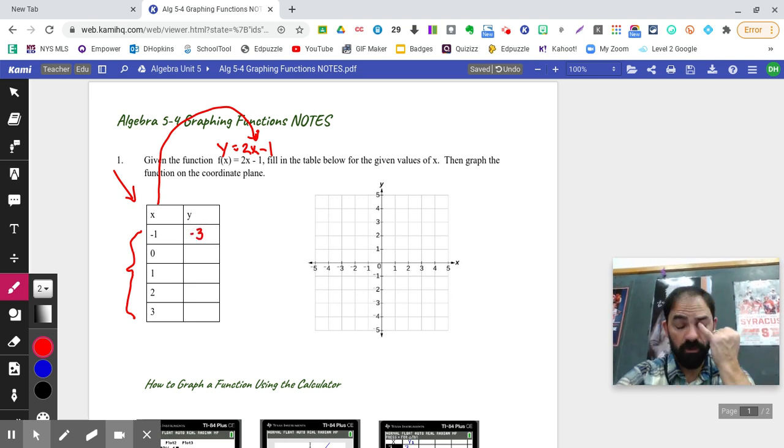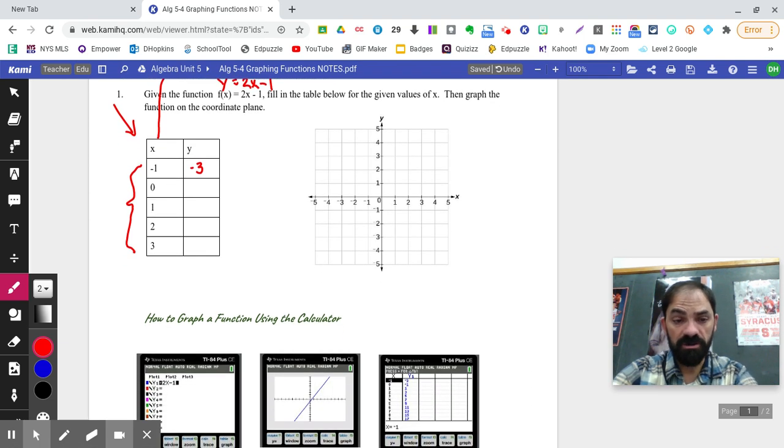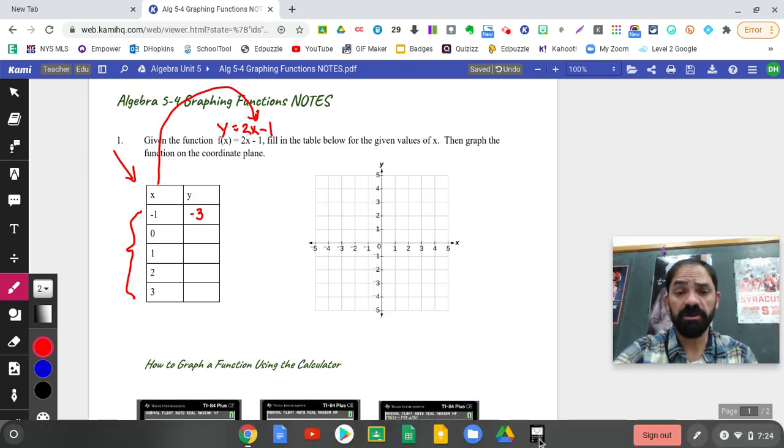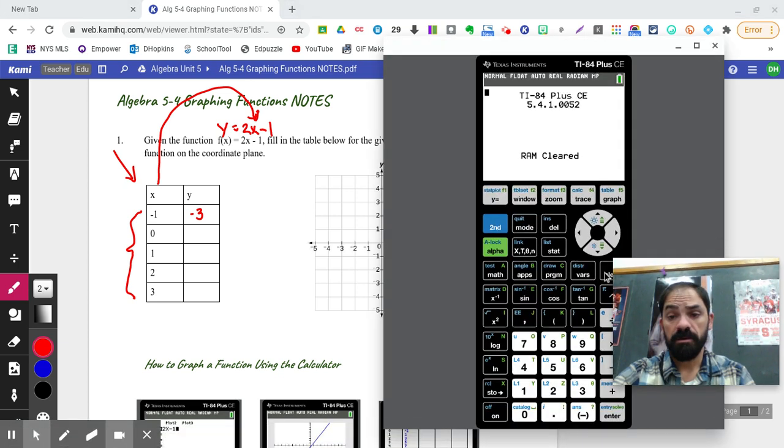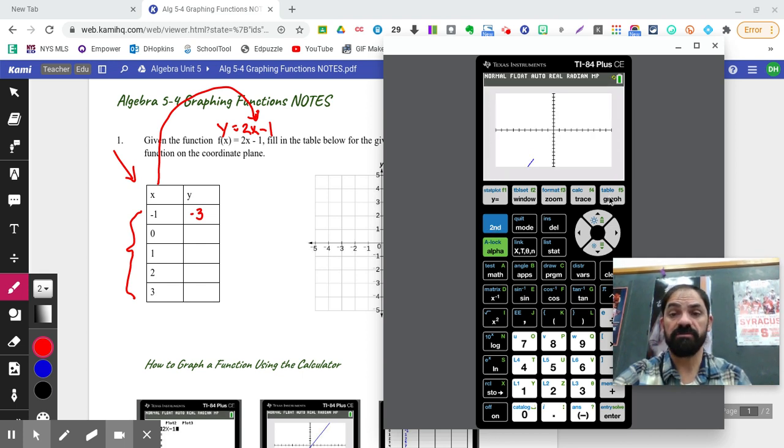So if I put -1 in for x, 2 times -1 is -2, minus 1 is -3. Now we know how to do that. We substitute it in. That's a lot of work though, so the easiest way is right down here. I showed you how to use the calculator. If I turn my calculator on, I go to y equals, and in y equals I put in 2x minus 1.